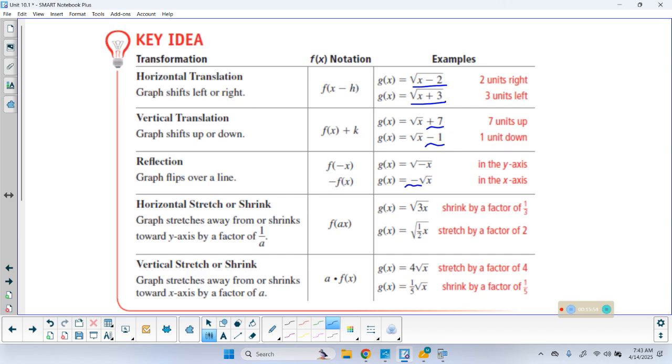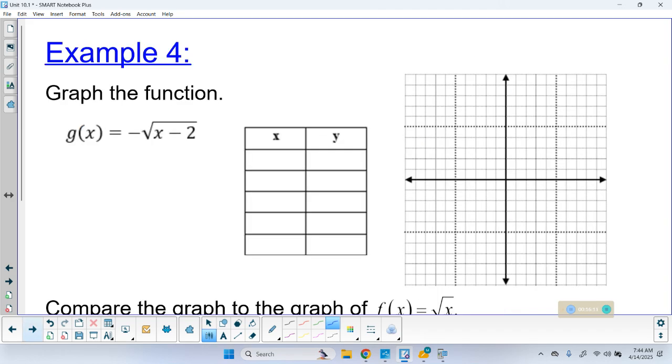You will have a horizontal stretch or shrink when there is a number inside of your root attached to the x value. You will have a vertical stretch or shrink when a number is on the outside of your root. So just like with a quadratic, when we did this in chapter 8, we also have to do this now with our square roots. So example 4, we are going to graph the function and then compare it as well. So what we have is negative square root of x minus 2.